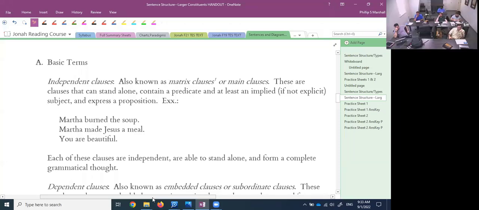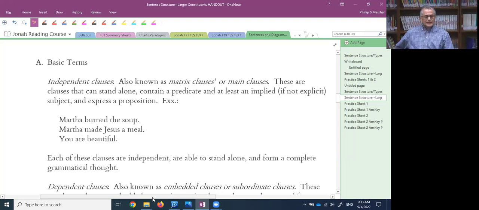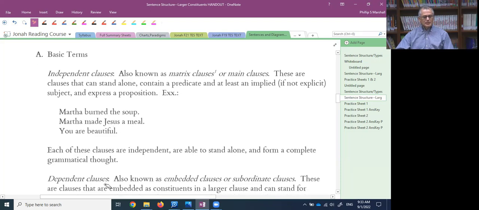Independent clauses, or matrix clauses, or main clauses can stand alone and contain a predicate, some verbal assertion, and at least an implied, if not an explicit, subject, and they express a proposition. So our examples here: Martha burned the soup, Martha made Jesus a meal, you are beautiful. All of these sentences are clauses that can stand alone. And so they're independent. They form a complete grammatical thought by themselves.